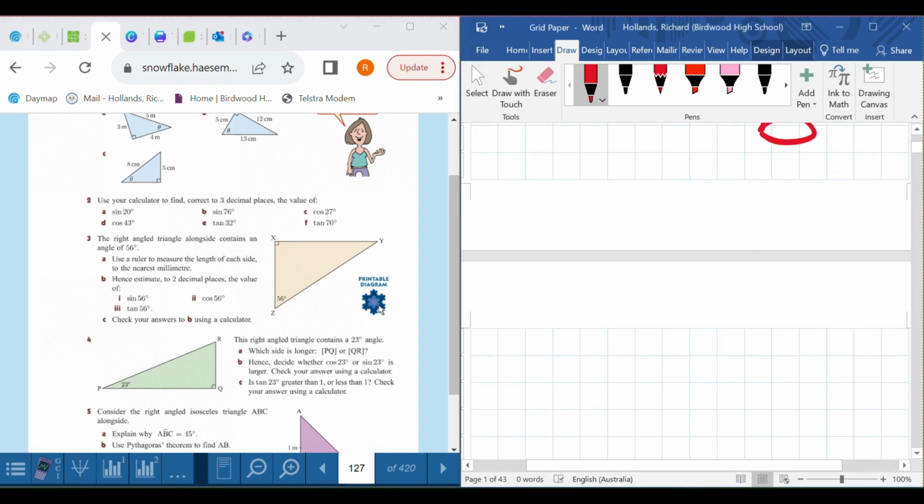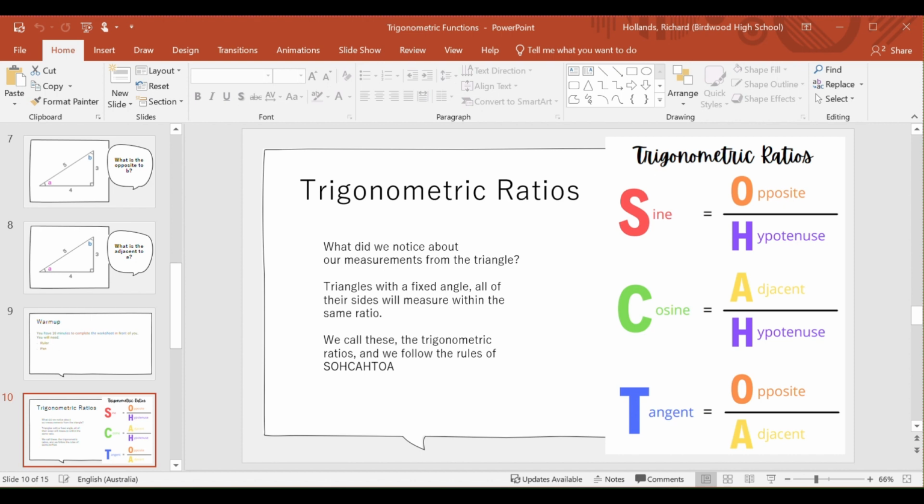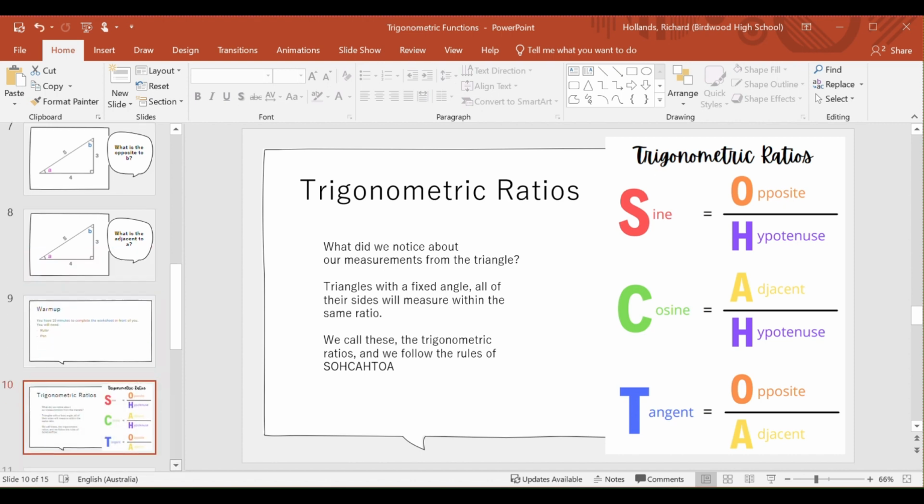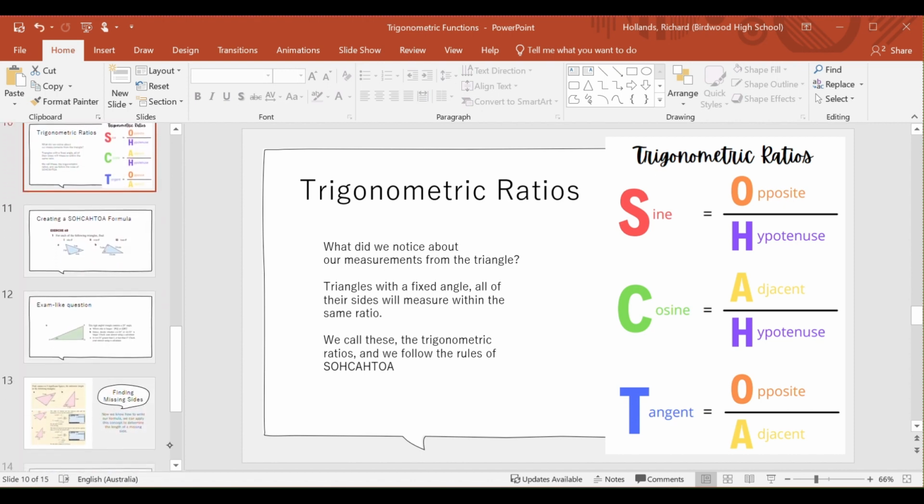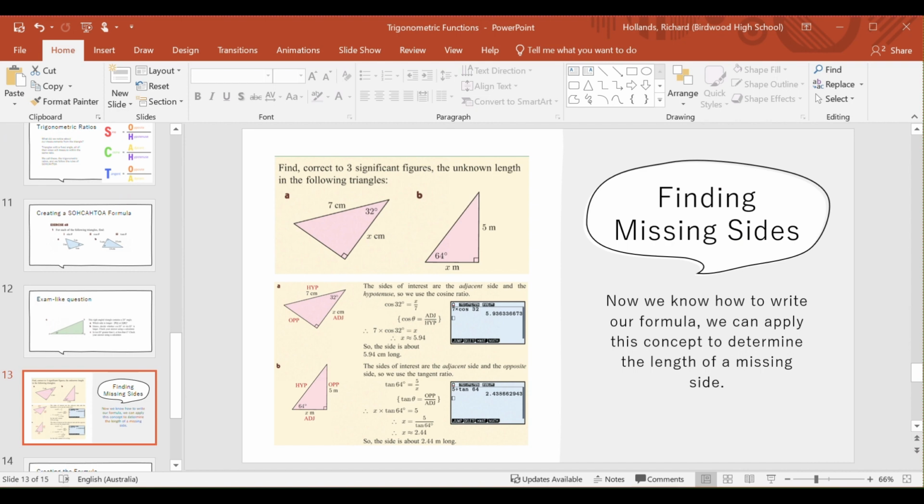Okay, so when we look at finding our missing sides, this is where we're going to apply that concept. You need to use your calculator for this. I recommend using your calculator. Do not use your phone because it will get confusing. It just punches out the incorrect number and it doesn't have the right settings.